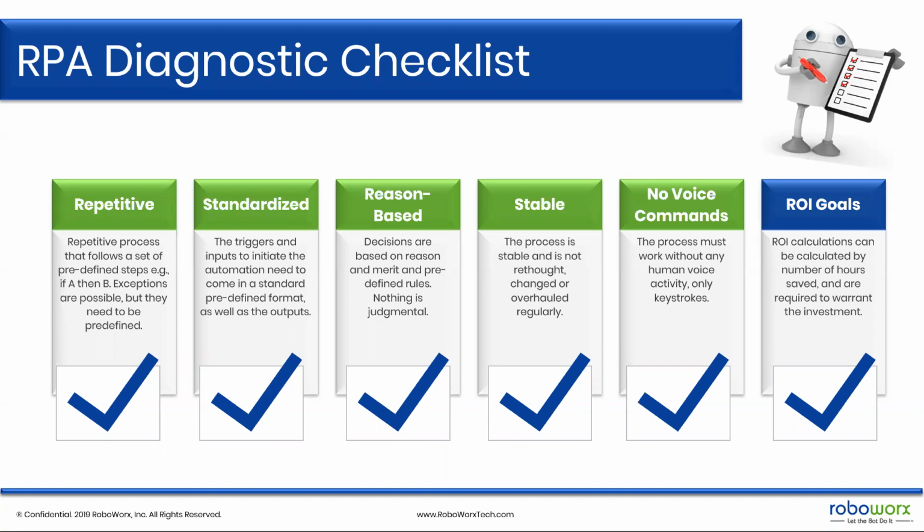Now, a more complex robot can work outside of the standardization. There's definitely complex solutions because the bot can be customized with special coding, but it's usually better to start with something that's more defined. The third one is about reason-based, and this goes back to what I mentioned early in the presentation. The robot doesn't think. The robot is not going to make any decisions for you. So it has to be non-judgmental.